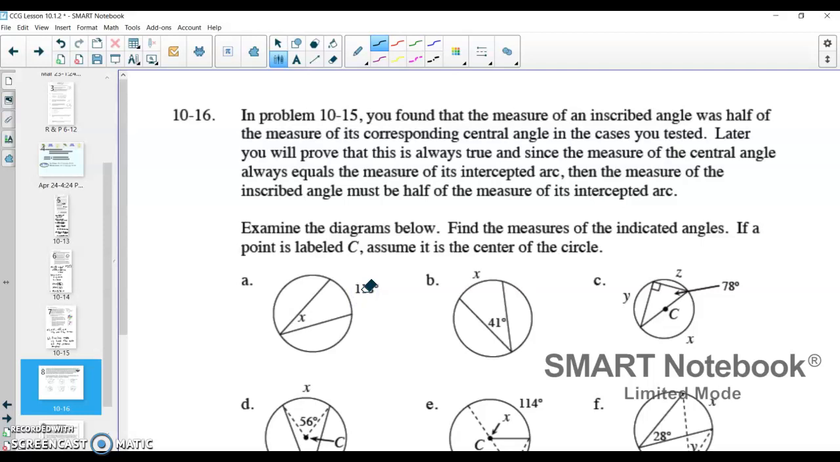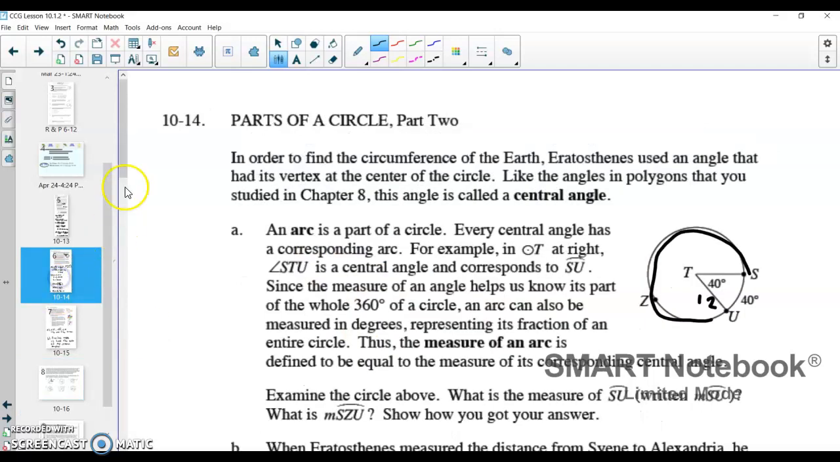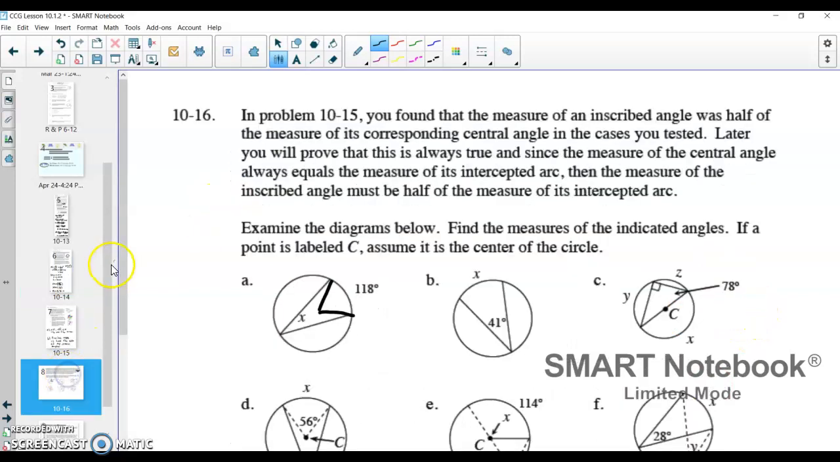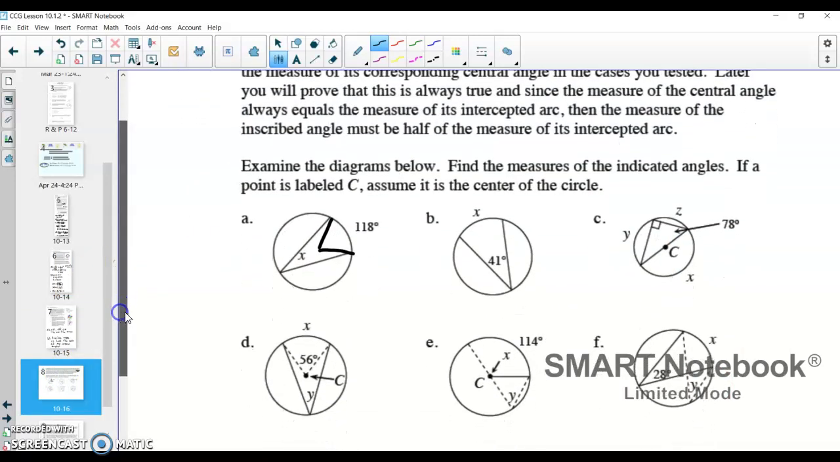So if I had, and I can't really draw it all that well, but if I had my central angle in here, the central angle would be 118 because the outside, that arc measure, is 118, and that's what we saw here. The central angle was 40, and so the outside was 40, and we're going to use that. And so what we just said, in 10-14, was that that would have to be 118 because the central angle is the same as the measure on the outside. And what we said in the last problem was that the inscribed angle down here is always half of the central angle.